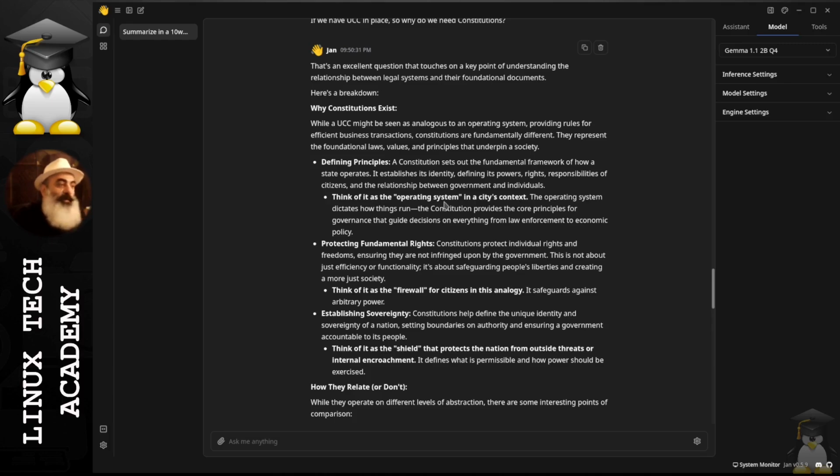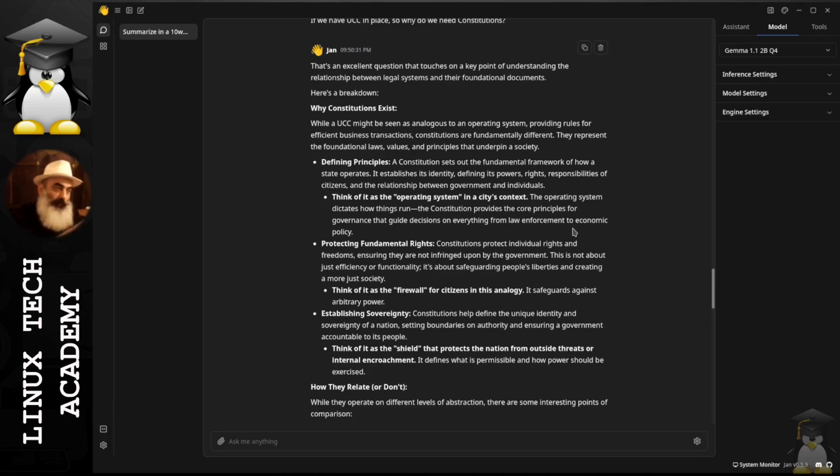Think of it as the operating system. That's what I really want to focus on right now. That's true, the UCC is an operating system. The operating system dictates how things run. Okay, great. The Constitution provides the core principles for governance that guide decisions on everything from law enforcement to economic policy. Now, I won't go into details explaining these things. I will leave this for you to do your own due diligence and your own research on the subject.